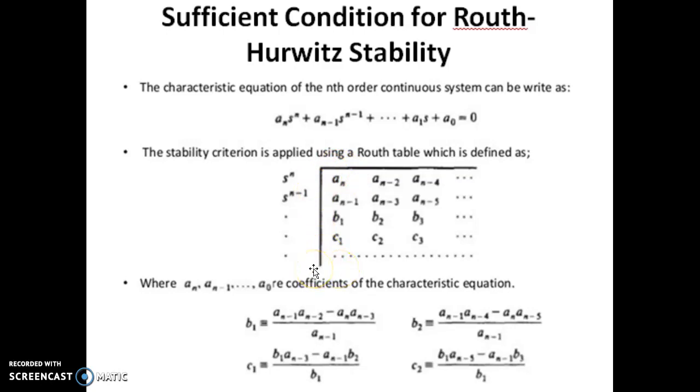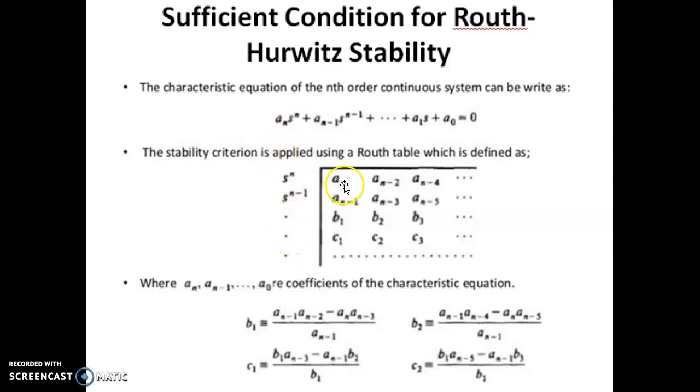Now we already discussed forming the Routh array. We'll discuss it once again. The characteristic equation of an nth order continuous system can be written as an s raised to n plus an minus 1 s raised to n minus 1, and so on up to a1 s plus a0 equals 0. So this is the characteristic equation. The first term, the highest order, we write here as s raised to n, and it reduces for the successive coefficients.